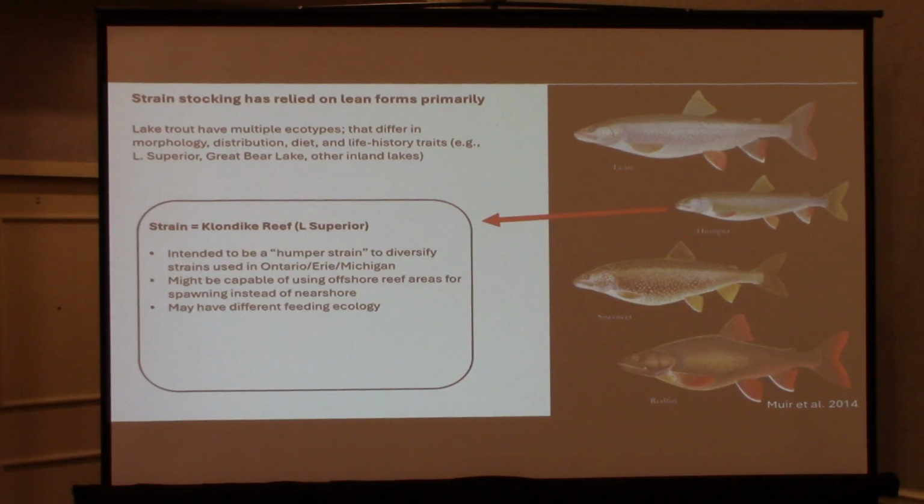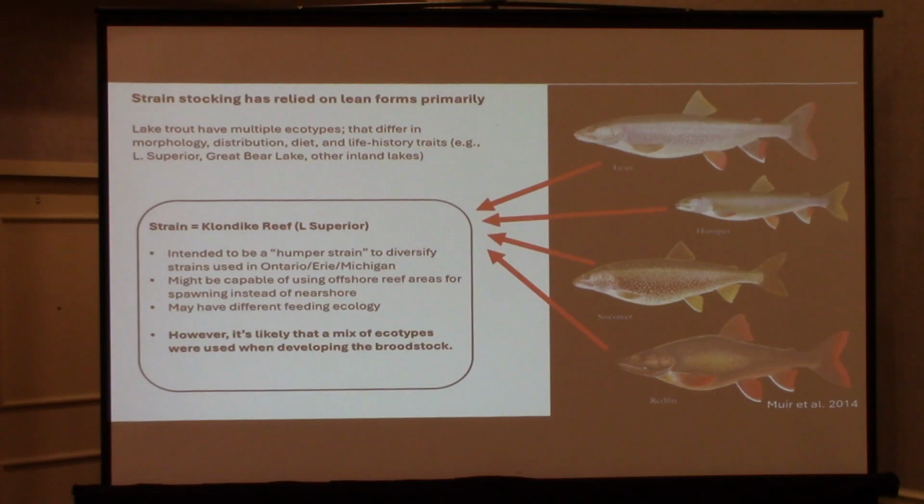There has been one strain considered to be a humper strain. It was developed from Klondike Reef in Lake Superior. It was intended to be a humper strain to diversify the mix of strains stocked in the lake. It's been stocked in Lake Erie, Lake Ontario, and Lake Michigan. It might be capable of using offshore reef areas, given where it was found, and may have different feeding ecology.